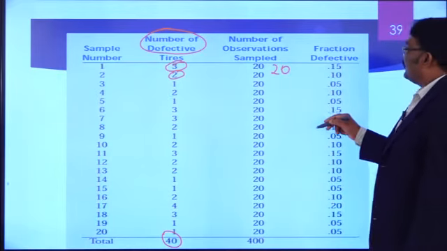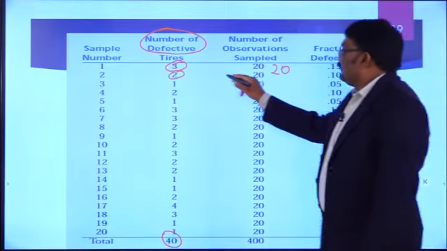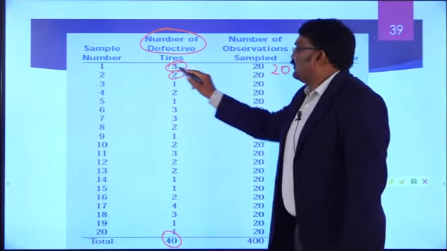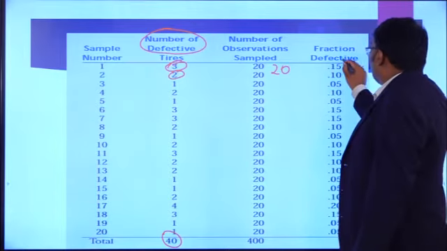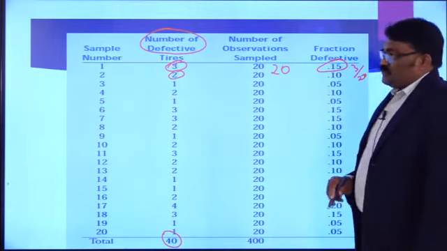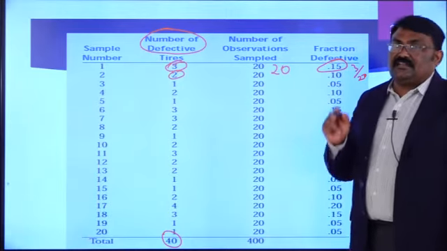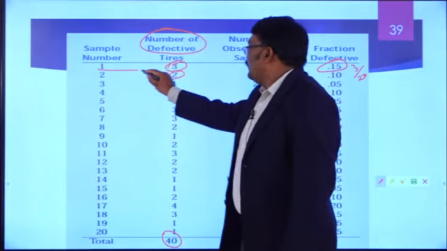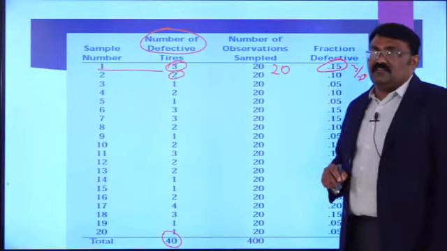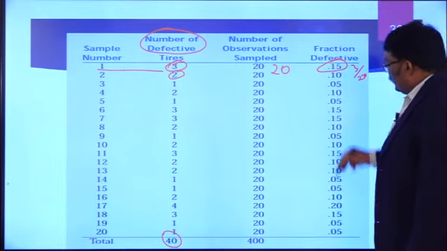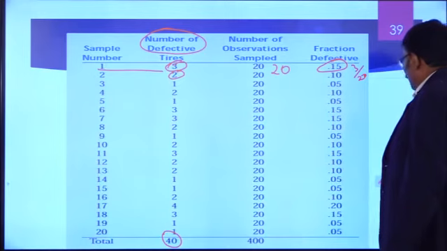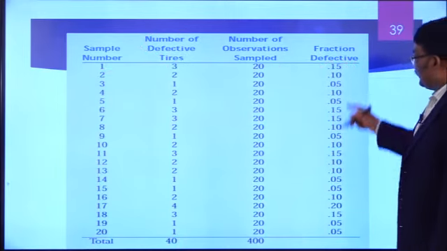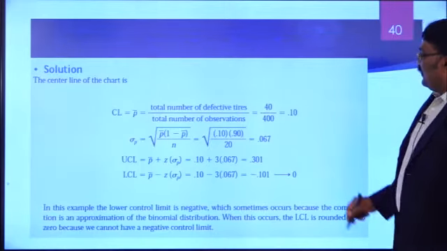Now, the fraction of defect is what? How much is the defect of this particular sample of 3? Now, 3 divided by 20. So, how much value do you get? We get 0.15. So, the fraction is nothing but the percentage of defect for each and every sample. Now, once we have done the fraction for each and every sample, we are going to sum those fractions.